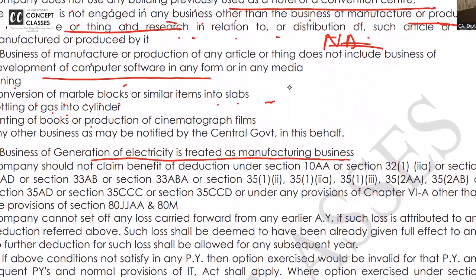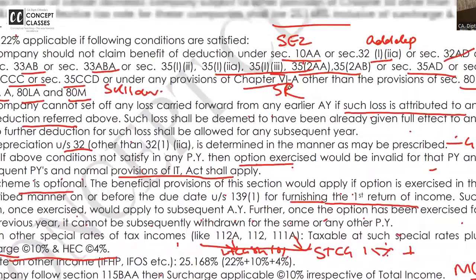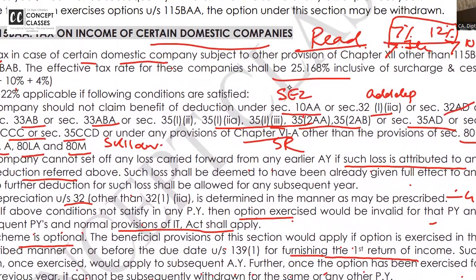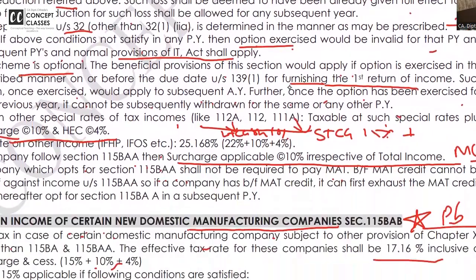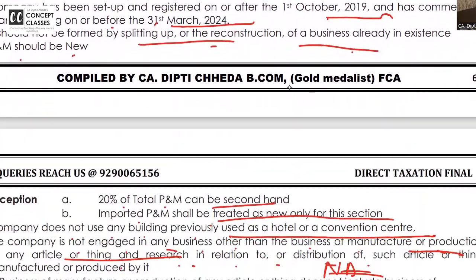Generation of electricity is taken. Again same. If you go for 115 BAB, you cannot avail. What you cannot avail? Section 10 AA, SEZ, or section 32(1)(2)(a). Right? You cannot take 32(1)(2)(a), additional depreciation. Should I make you write it? Did you all write this? If not, I'll pause you. Write it. SEZ you cannot take. Additional depreciation you cannot take. Tea, coffee, rubber development, scientific research, skill development, and few deductions you cannot take. Okay? Right.